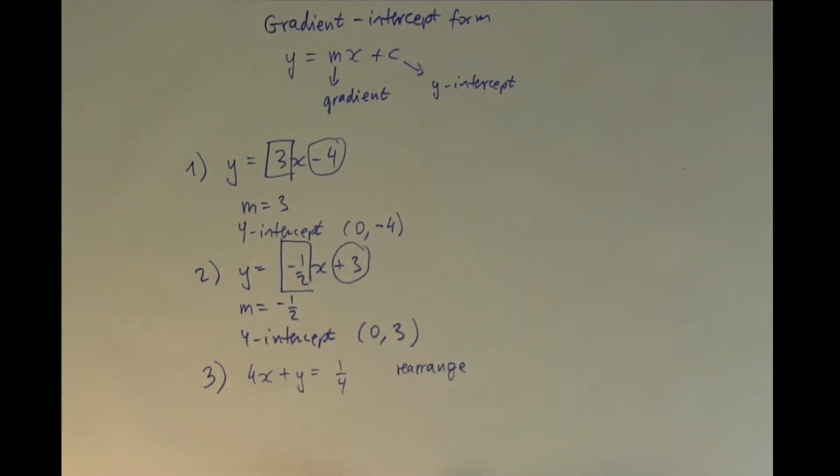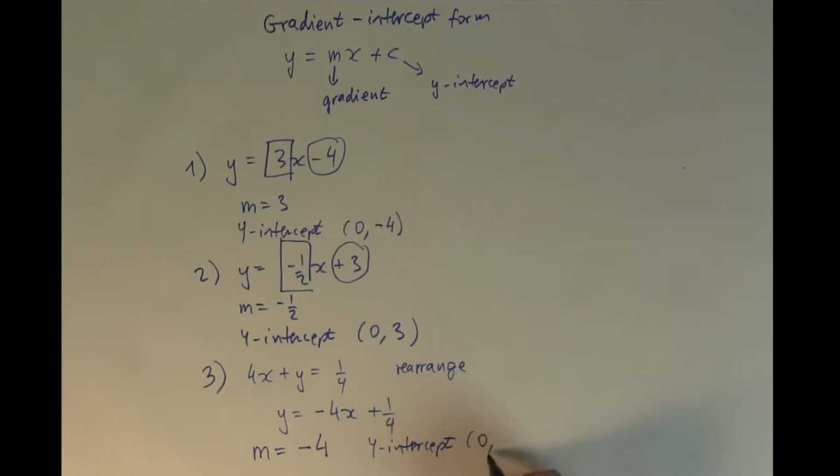So how can we rearrange it? Well, y has to be on its own on one side, so I'm not going to touch y here, but the 4x has to be moved to the other side, which means I need to take away 4x from both sides. So y will be equal to -4x plus a quarter. Remember, if there is no sign in front of a number, that's always positive. Now I can read off the gradient. The gradient will be -4, and the y-intercept will be (0, 1/4).